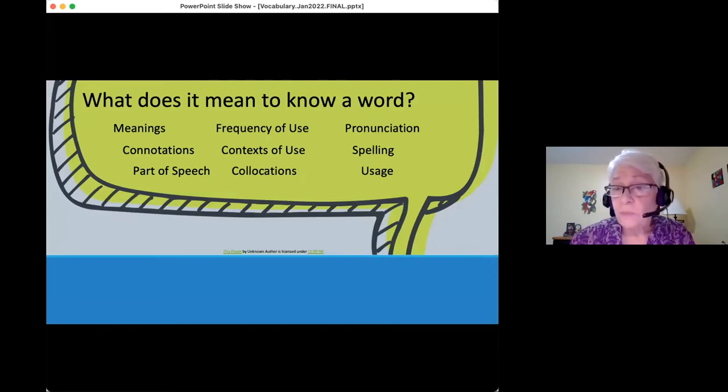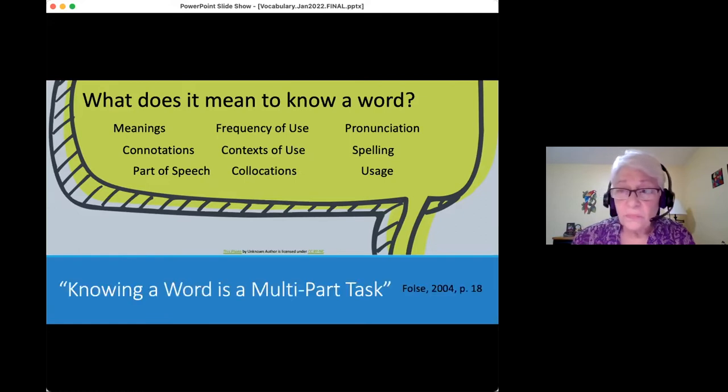Pronunciation, spelling, and even the usage. When is this word most appropriately used socially, culturally, syntactically? So I'd like you to think about the idea that knowing a word is really a multi-part task. And so we have to keep that in our minds when we think about our vocabulary instruction. What is it that we want our students to know about any given word or phrase or collection of words?